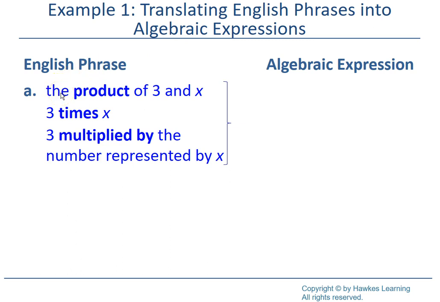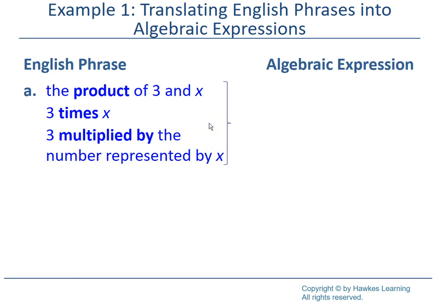The product of 3 and x. Now, product indicates multiplication. So another way of thinking of that would be 3 times x. Or even another way, 3 multiplied by the number represented by x.